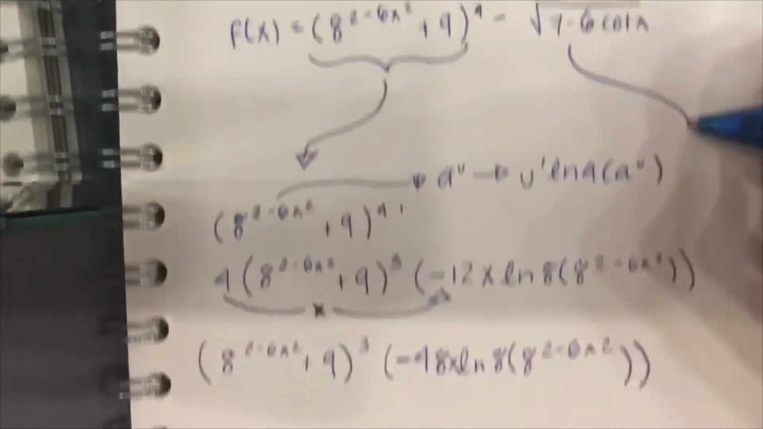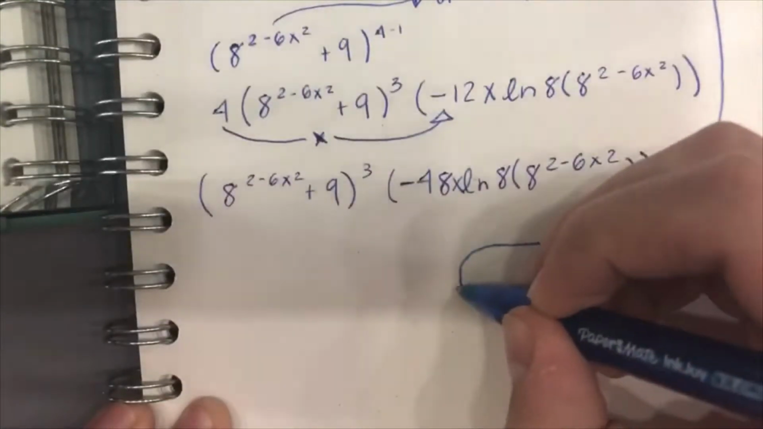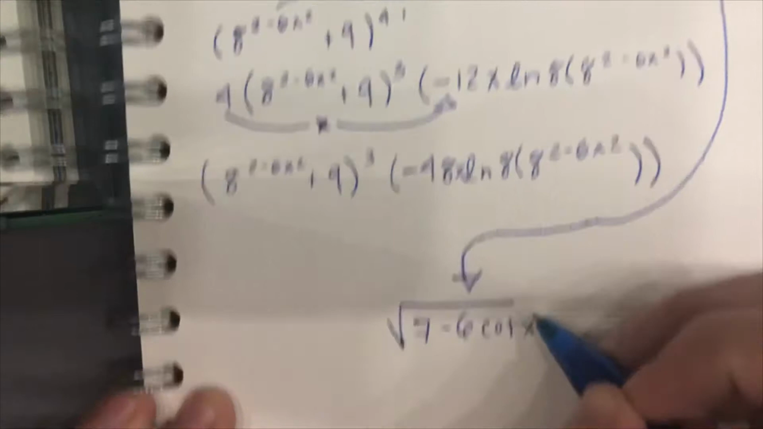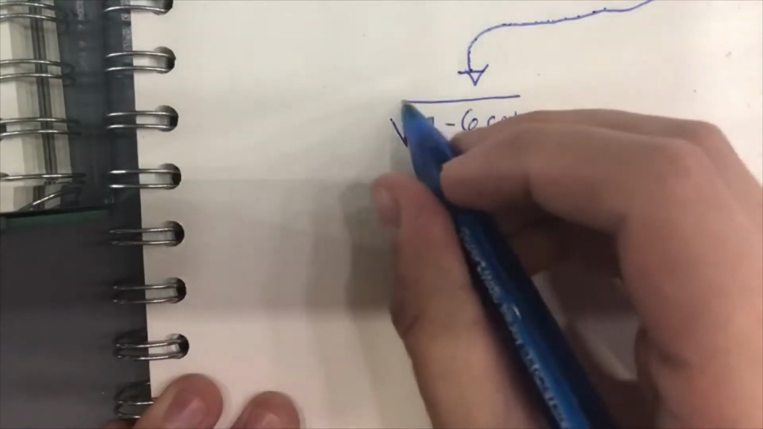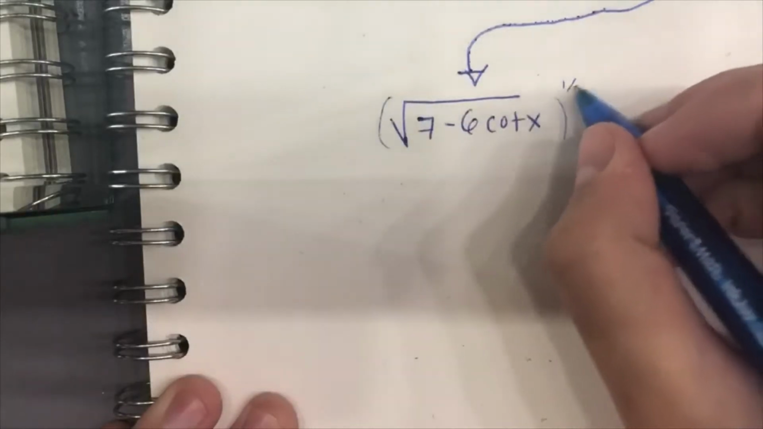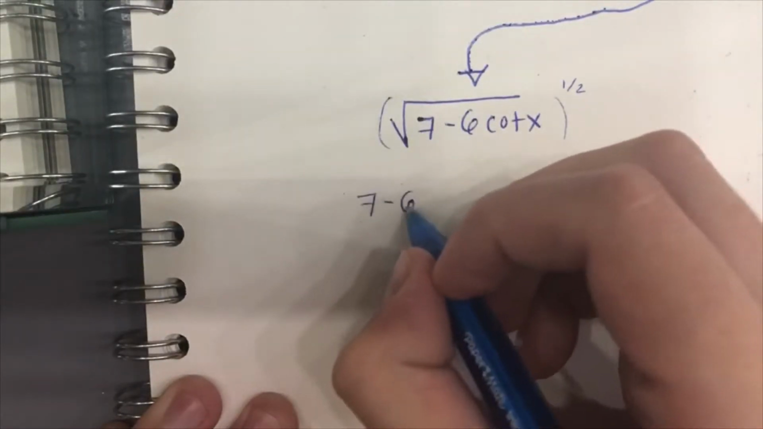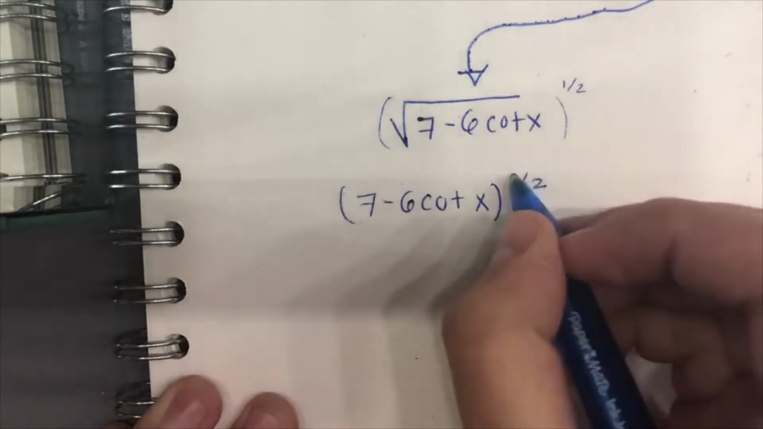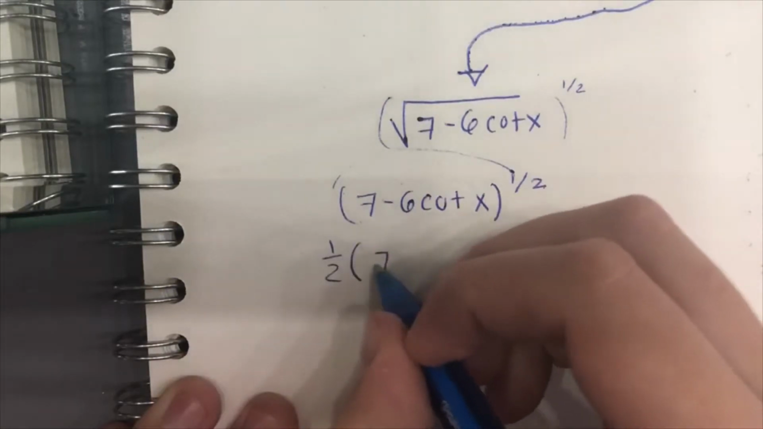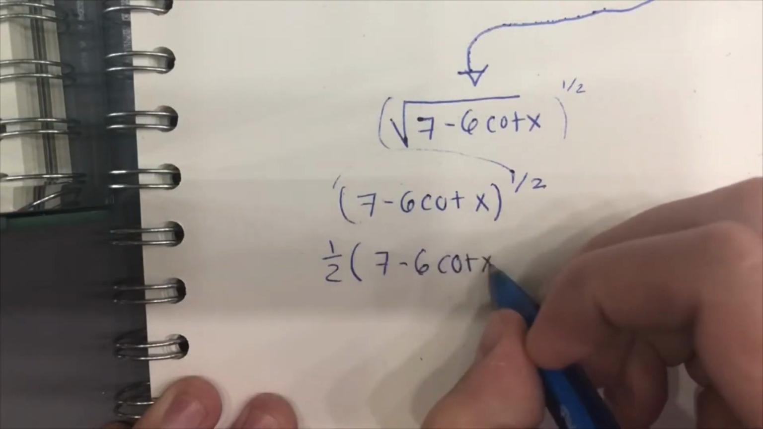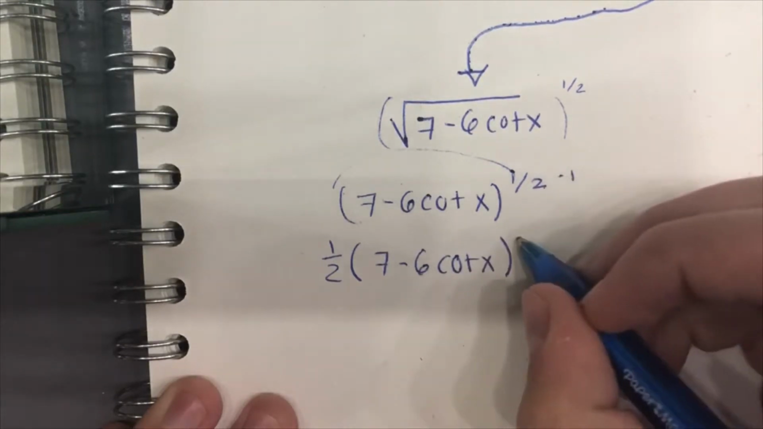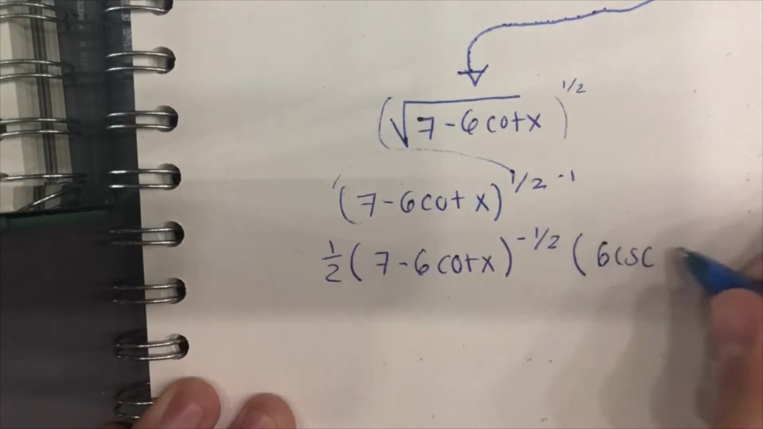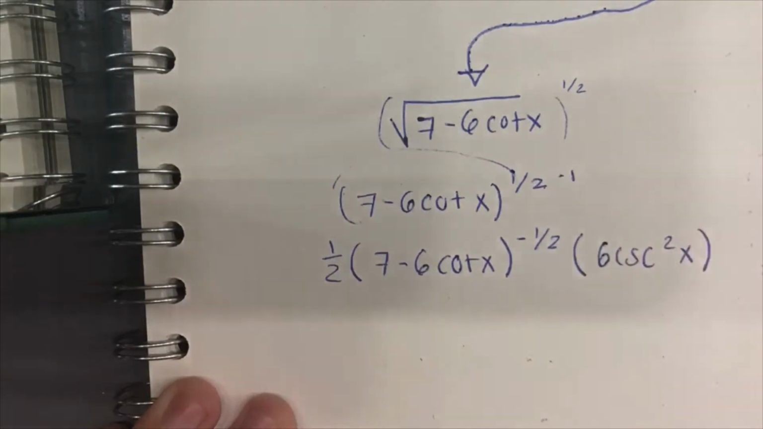So now we're going to check the derivative of the subtraction, which is the root of 7 minus 6 cotangent of x. Now for this part, we can eliminate the root and make it to the power of 1/2. So it's going to be 7 minus 6 cotangent of x to the power of 1/2, and then we can apply the chain rule. So we take down the 1/2, then 7 minus 6 cotangent of x, and then we need to subtract 1 from the 1/2, so it's going to be minus 1/2, times the derivative of what's inside. So it's going to be 6 cosecant squared of x.